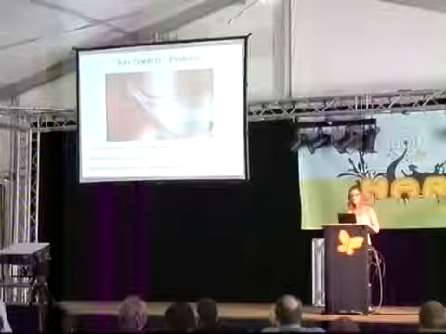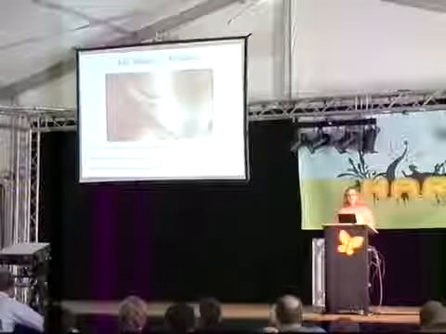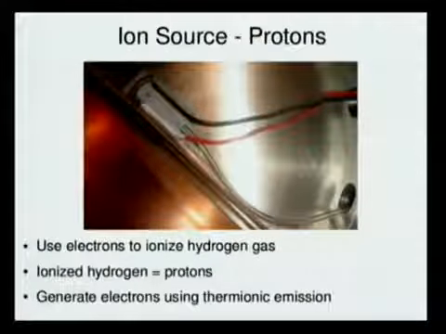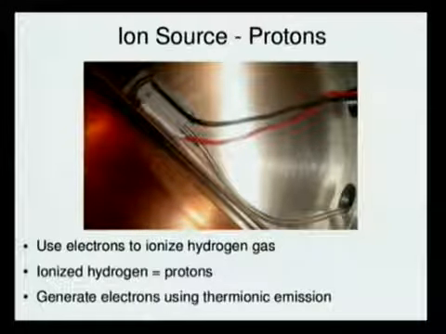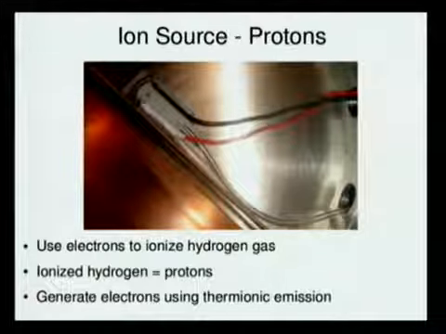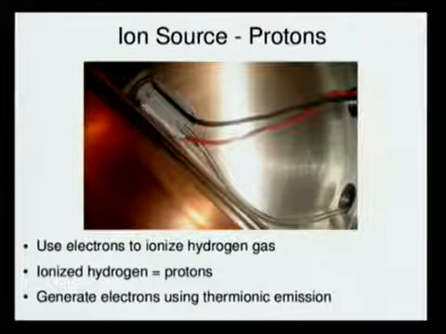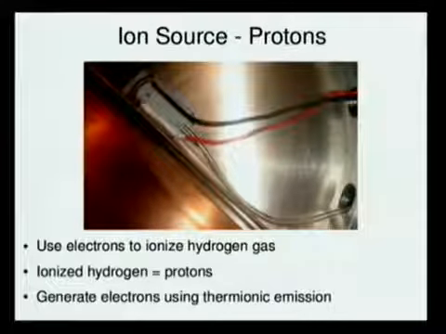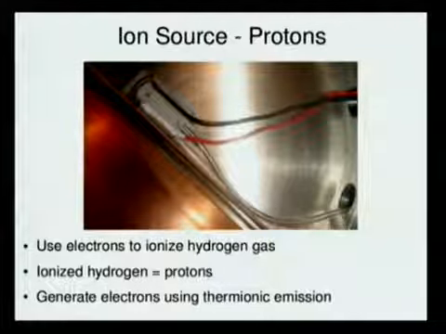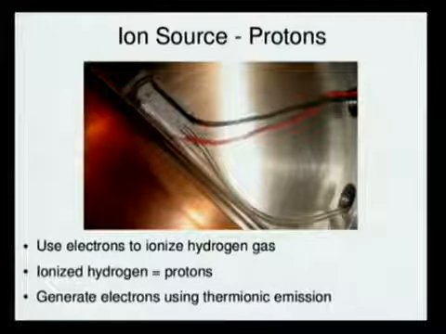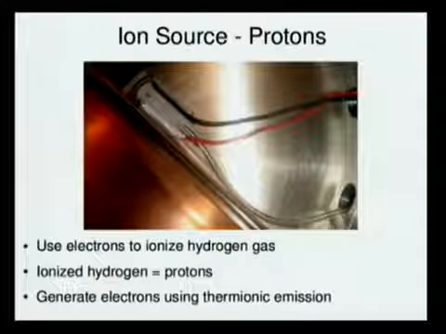That's it for the RF system. Now, the last two things we're going to be talking about are the ion source and the ion detector. For my system, I was accelerating protons. In a few slides I'll be talking about problems associated with accelerating electrons. For a proton ion source, you're using electrons to ionize a stream of hydrogen gas, and ionized hydrogen gas is protons. That's where they come from.